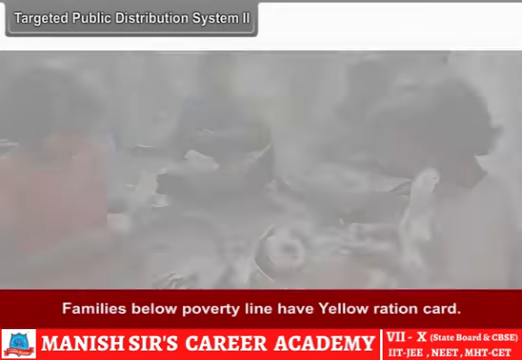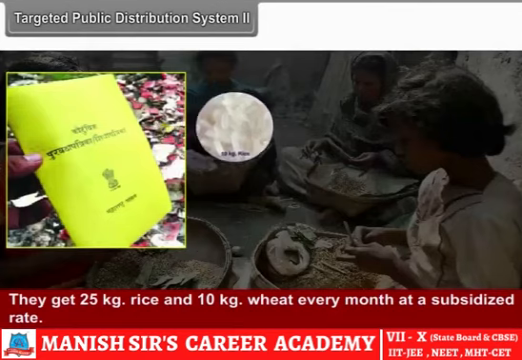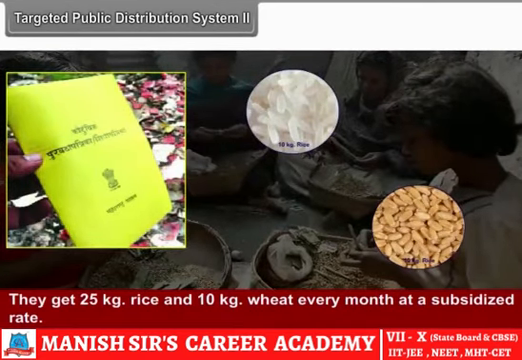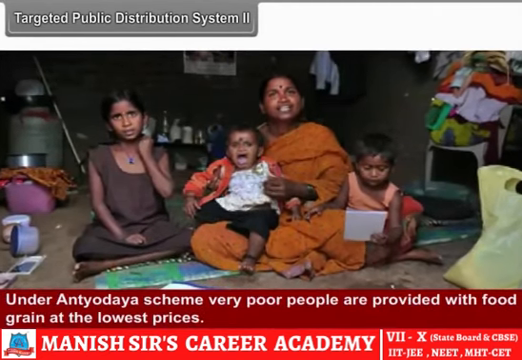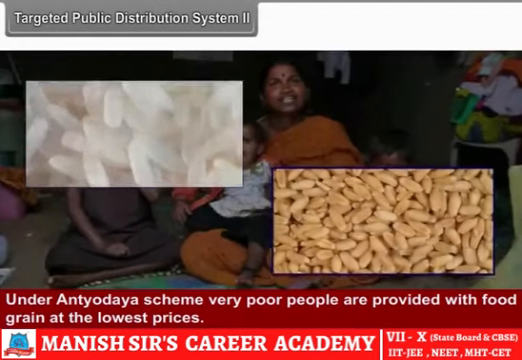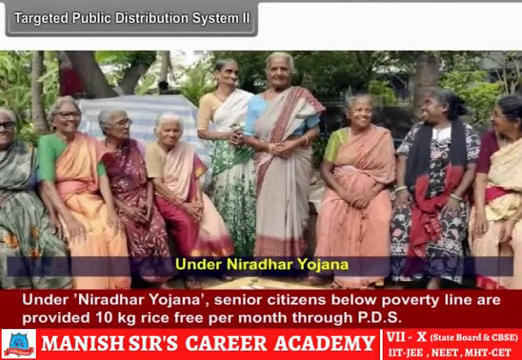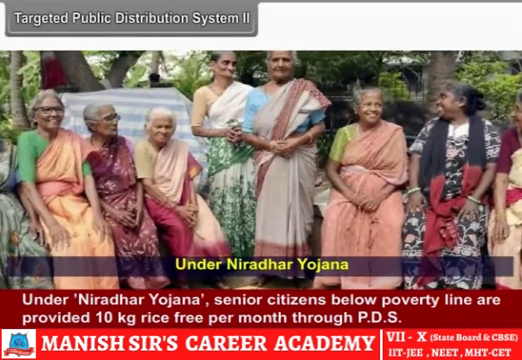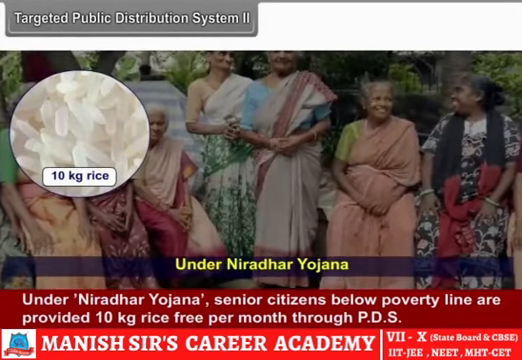Families below poverty line have yellow ration card. They get 25 kg rice and 10 kg wheat every month at a subsidized rate. Under Antyodaya scheme, very poor people are provided with food grain at the lowest price. Under Niradhar Yojanas, senior citizens below poverty line are provided 10 kg rice free per month through PDS.